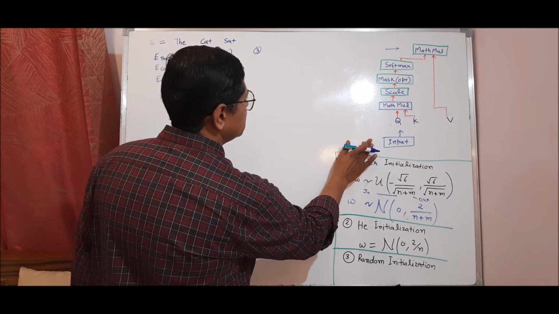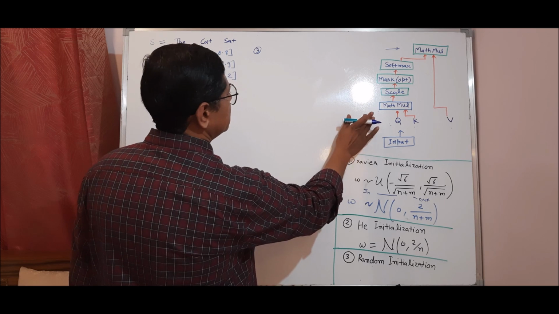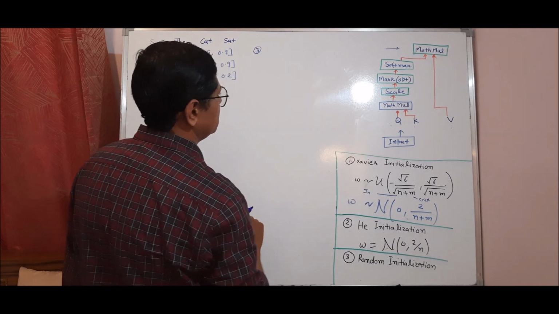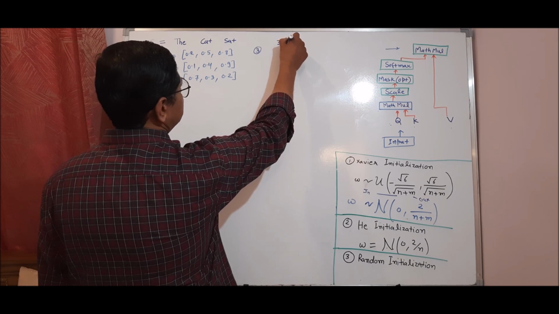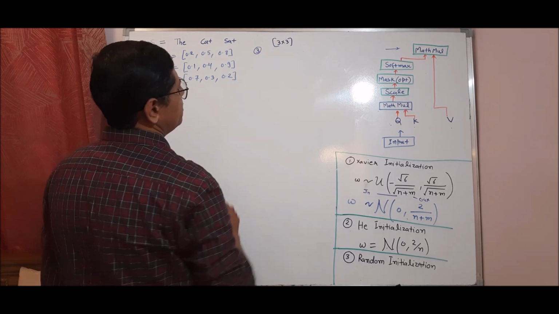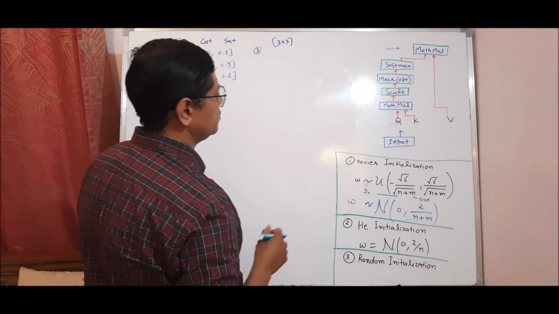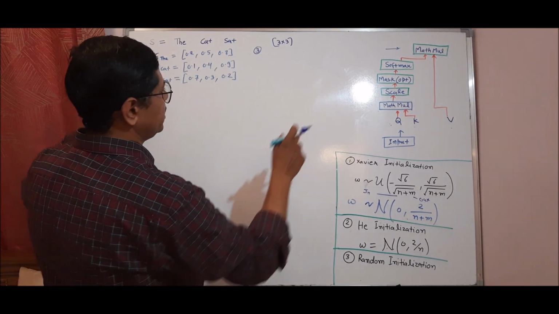Now the main issue is how this embedding vector is converted into some matrix. For example, suppose for simplicity we have a 3 by 3 matrix for query, key, and value. Then how will this convert into that format?